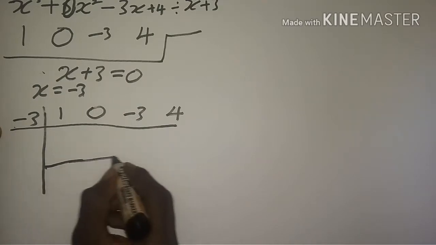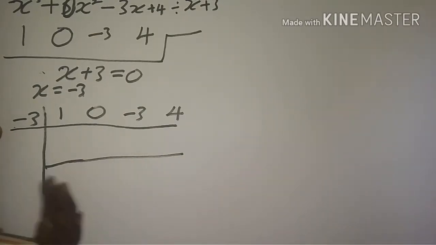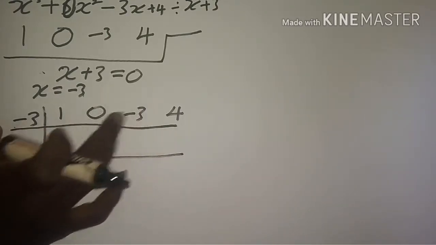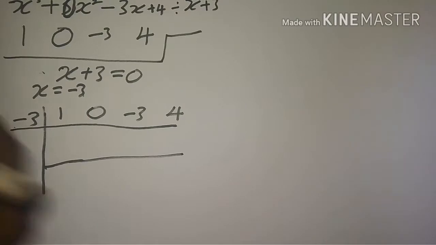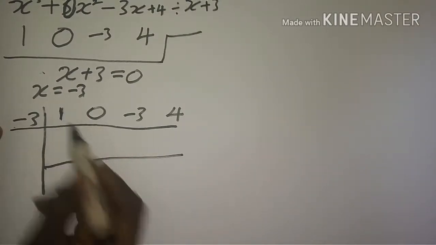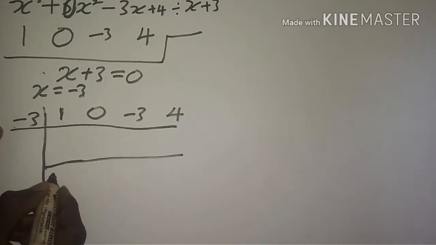And I want you to draw another line here. This is the third line. So this will be the solution line. This is where all your solutions will be coming in. I would be putting some values there now. So firstly, you would have to take the 1 down.